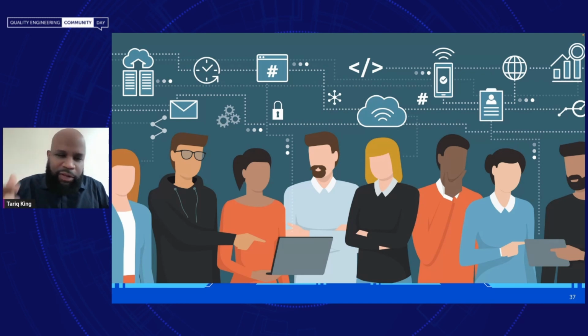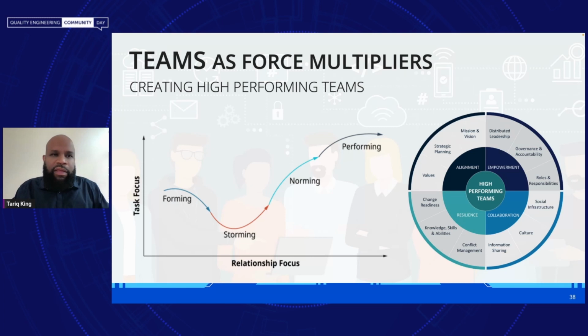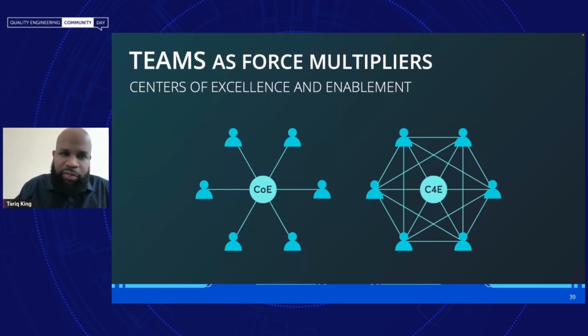And so if you think about this concept and think about things like centers of excellence or centers of enablement, this is exactly the function that these teams do, where you bring those individuals together and help to make the organization as a whole better by multiplying their efforts, right? And so there are all these phases that high-performing teams go through: forming, storming, norming, and then performing. And then we also see where they impact, right? Whether it be empowering or collaboration, resilience, and alignment within the organization. And again, either looking at centers of excellence or a center of enablement model.